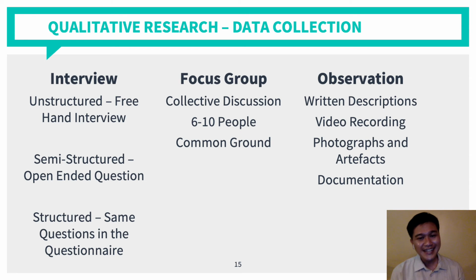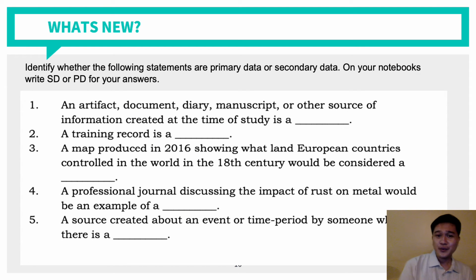So, after this slide, we will have a small activity. In this activity, you on your notebooks or via Google Meet, raise your left hand if it is secondary data collection, raise your right hand if it's primary data collection. So let's start. An artifact, document, diary, manuscript, or other source of information created at the time of a study, is it secondary or primary? A training record. Raise your hands.